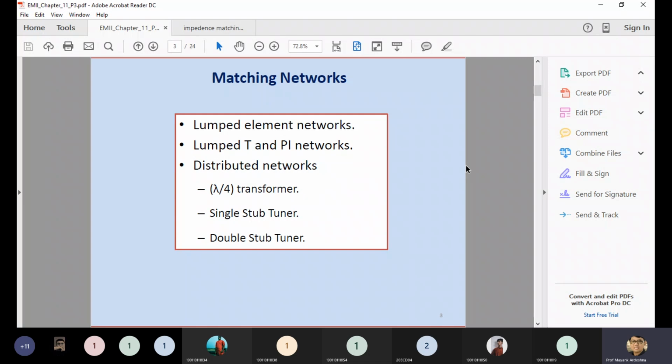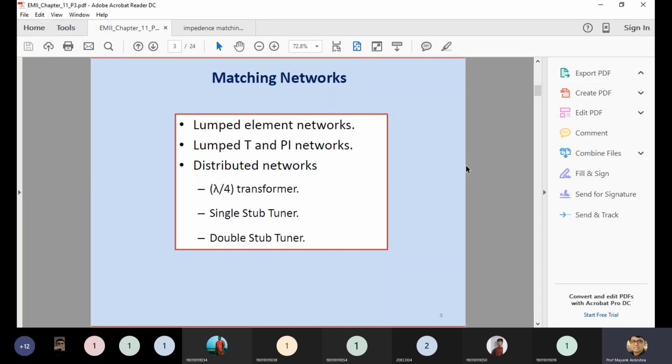In the same way you can use the lumped T as well as the pi network. We will discuss the T and pi later on. You are seeing some circuits where you can insert components, and using this you can also build a matching network. But the first two are only required for low frequency applications.